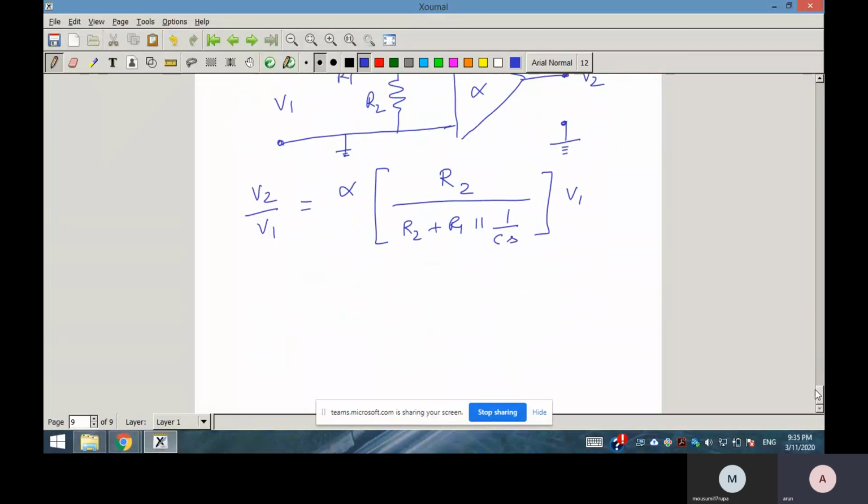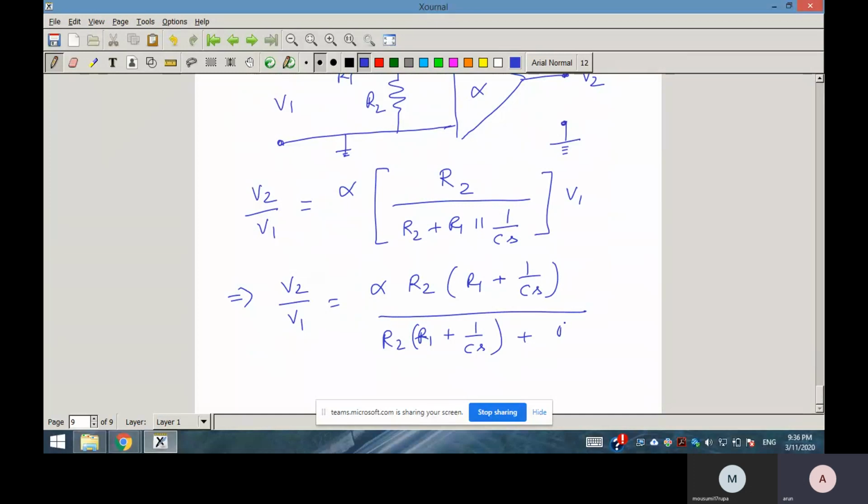So if you simplify this, V2 by V1 is equal to alpha into R2 into R1 plus 1 by CS, divided by, I will simplify it, R2 into, please check it, R1 plus 1 by CS plus R1 by CS. So this you can simplify further like this. Okay, so I'll go to the next page.